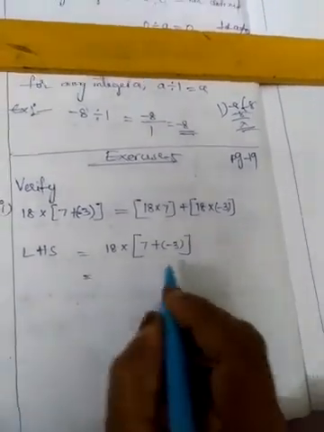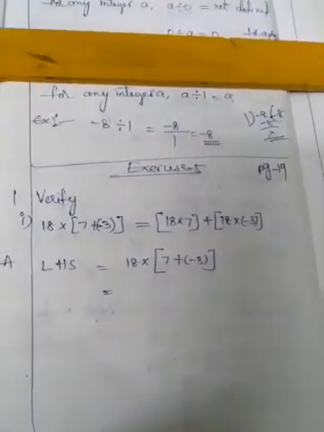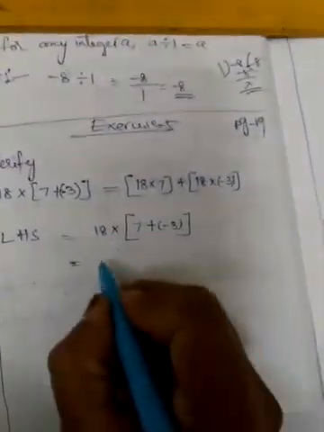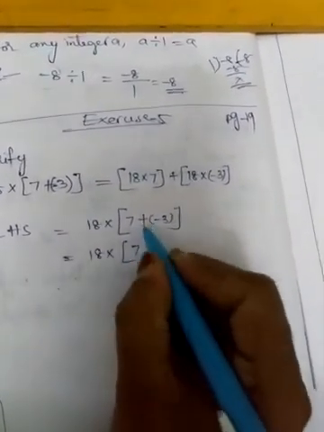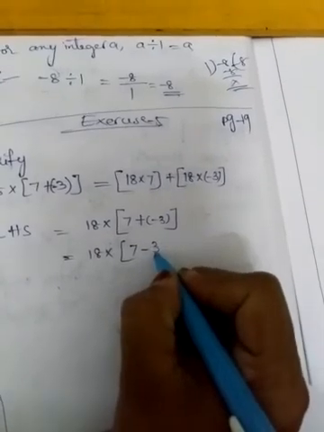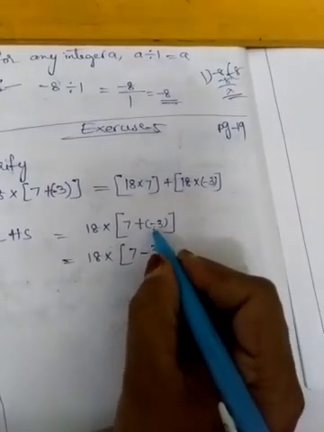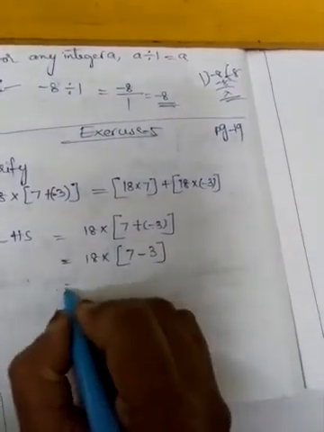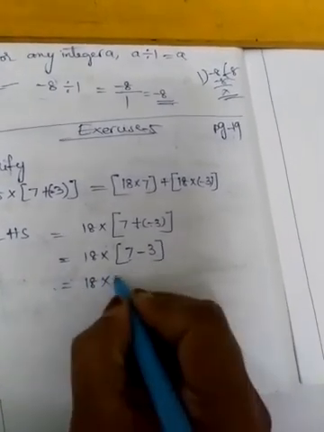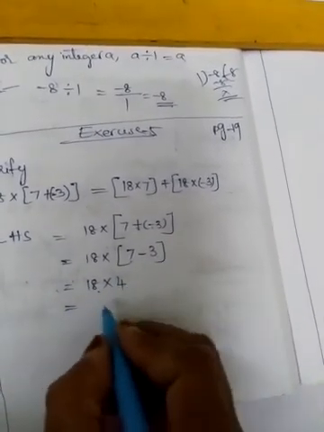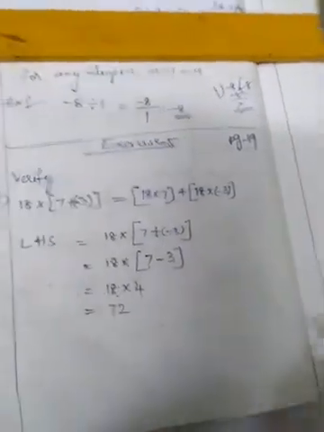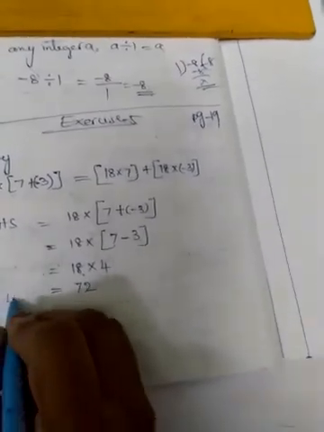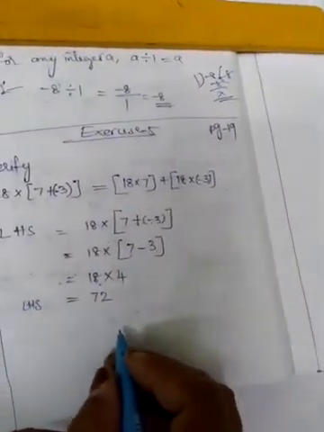We are finding the answer. When we are doing like this, the bracket number we have to find first. 18 into the bracket: 7 plus into minus, minus 3; plus into minus is minus, that's why 7 minus 3. 18 into (7 minus 3) is 18 into 4. 18 times 4 is 72. This is LHS. Okay, we got LHS. Now come to checking RHS.